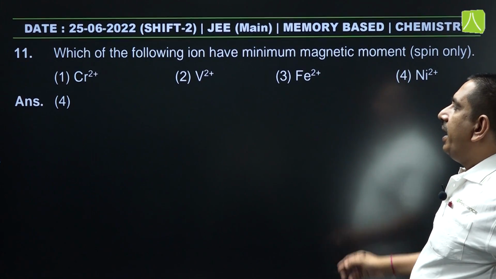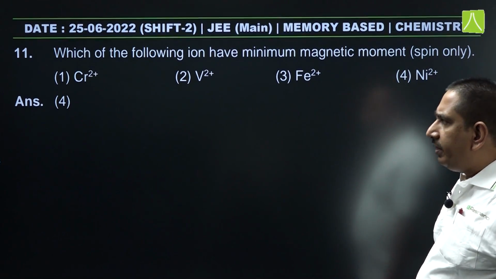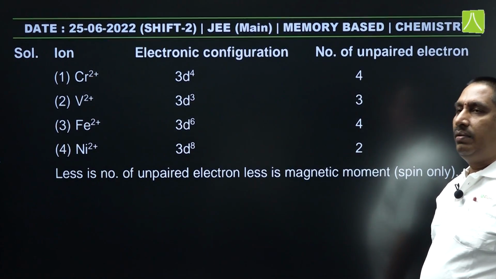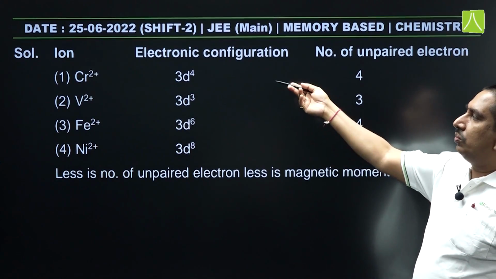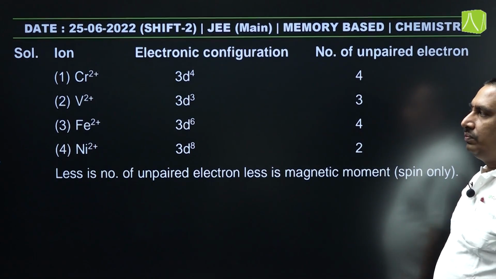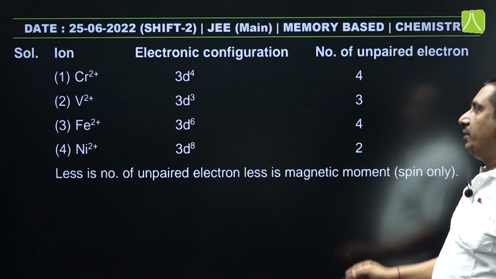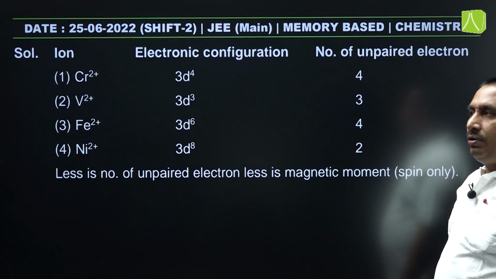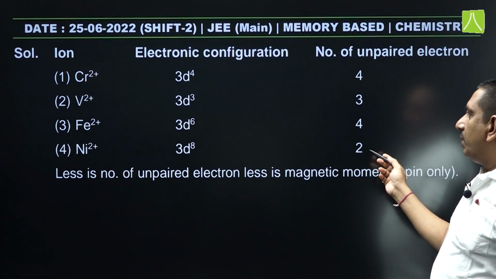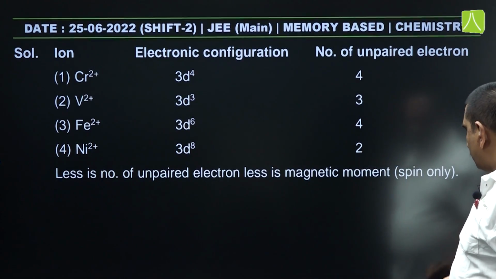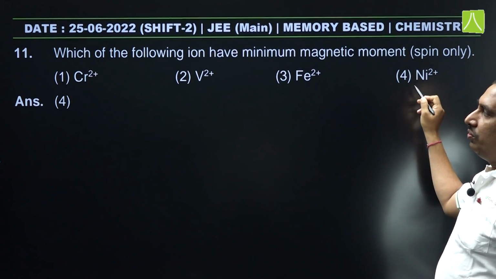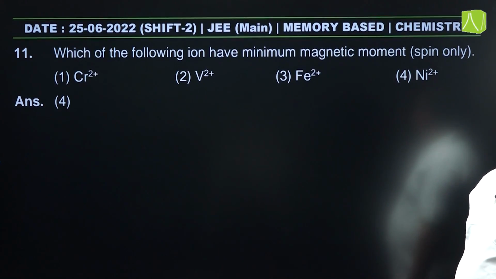और विच ऑफ द फॉलोइंग आयन हैव मिनिमम मैग्नेटिक मोमेंट स्पिन ओनली? और मिनिमम मैग्नेटिक मोमेंट होना है तो इसमें नंबर ऑफ अनपेड इलेक्ट्रॉन्स भी मिनिमम होनी चाहिए. तो इसमें हम देखेंगे तो क्रोमियम 2 प्लस कॉन्फ़िगरेशन 3d4 एंड नंबर ऑफ अनपेड इलेक्ट्रॉन्स आर 4, एंड V2 प्लस में 3d3 कॉन्फ़िगरेशन, नंबर ऑफ अनपेड इलेक्ट्रॉन्स 3, आयरन 2 प्लस में 3d6 कॉन्फ़िगरेशन, नंबर ऑफ अनपेड इलेक्ट्रॉन्स 4, निकेल 2 प्लस में 3d8, नंबर ऑफ अनपेड इलेक्ट्रॉन्स आर 2. सो इन सब में सबसे लेस नंबर ऑफ अनपेड इलेक्ट्रॉन्स निकेल 2 प्लस में, तो इसलिए इसके लिए मिनिमम मैग्नेटिक मोमेंट होता है.